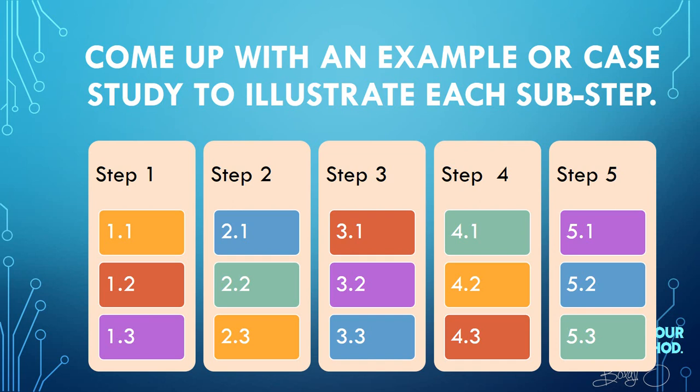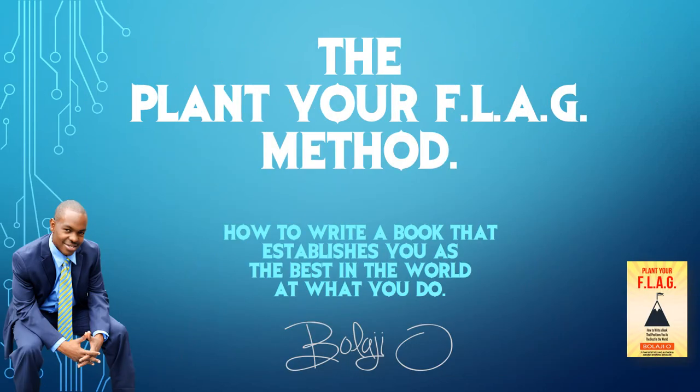Now, write down 5 high-level steps to get them from point A, the before, to point B, the after. And then break down each of those high-level steps into 3 to 5 sub-steps. And finally, come up with an example or a case study to illustrate each of those 5 sub-steps. If you get that done, you will have an amazing book outline.